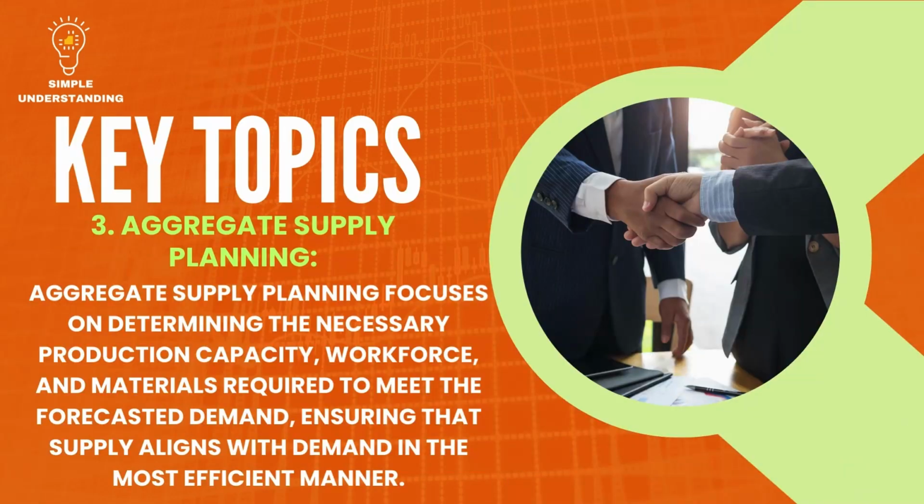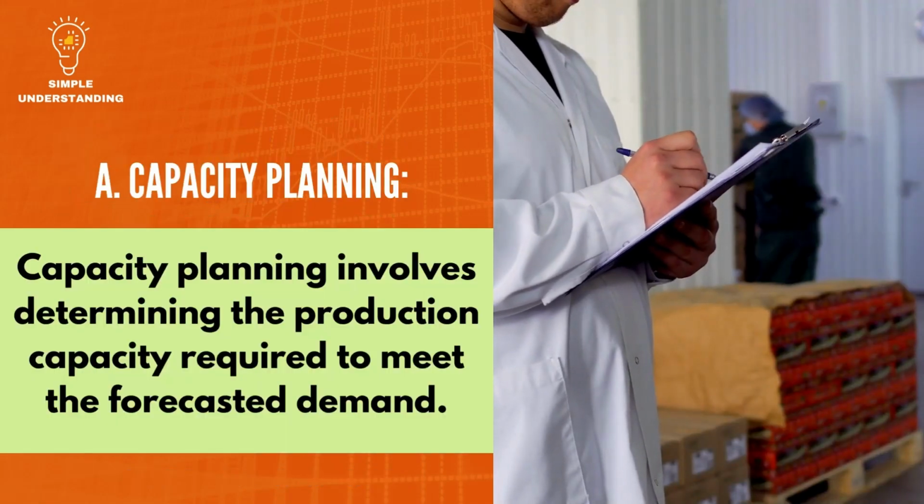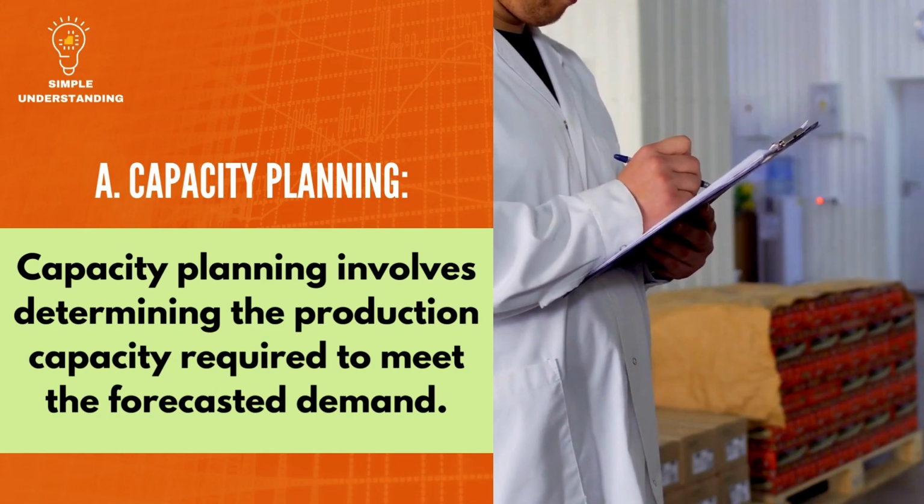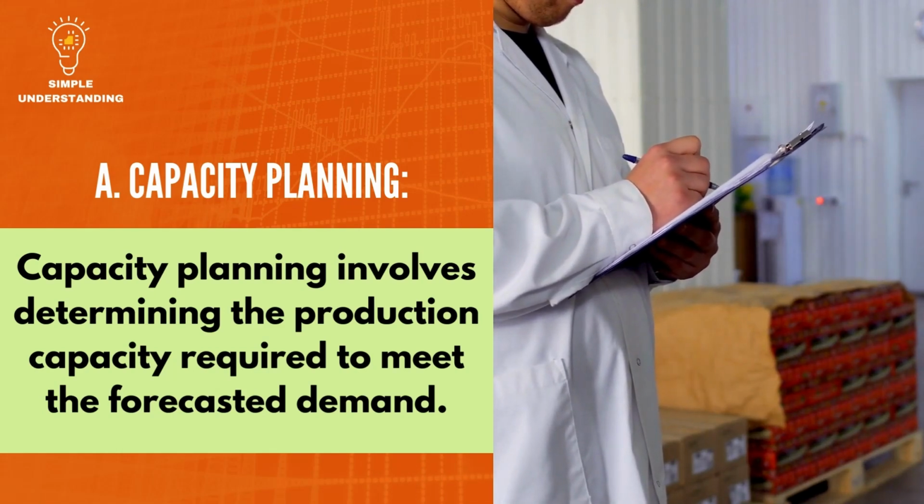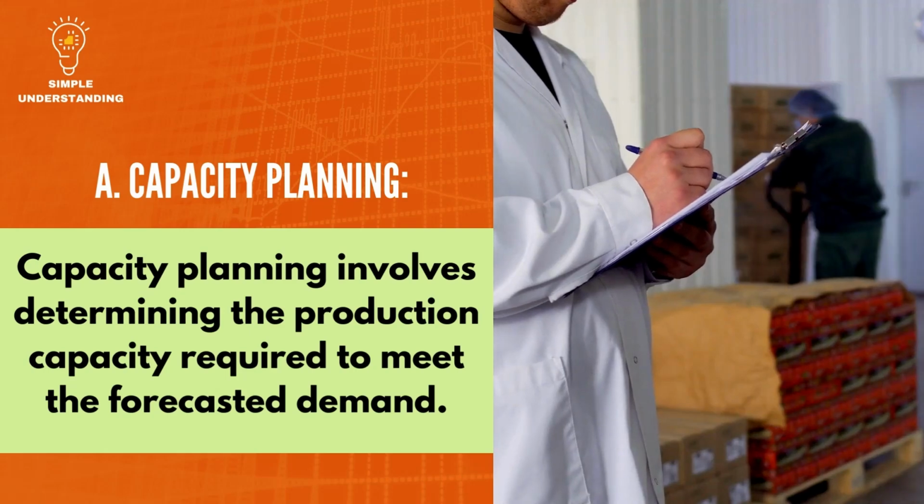Aggregate supply planning. Aggregate supply planning focuses on determining the necessary production capacity, workforce, and materials required to meet the forecasted demand, ensuring that supply aligns with demand in the most efficient manner. A. Capacity planning. Capacity planning involves determining the production capacity required to meet the forecasted demand.